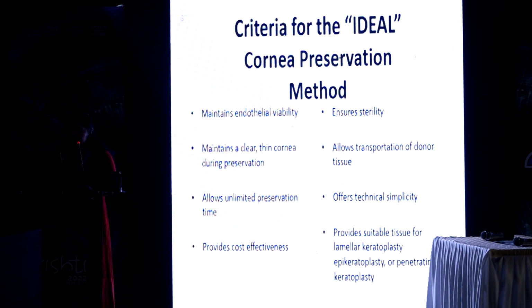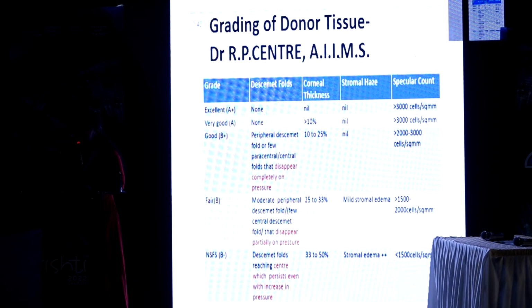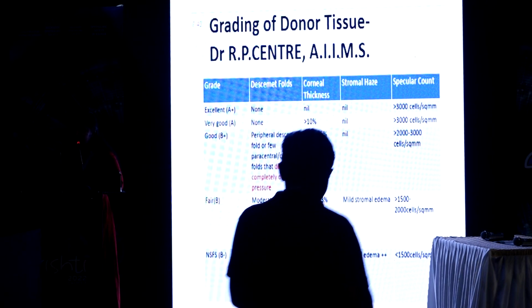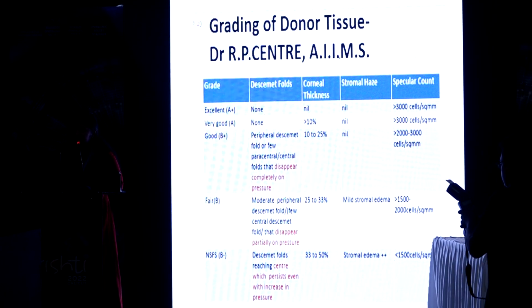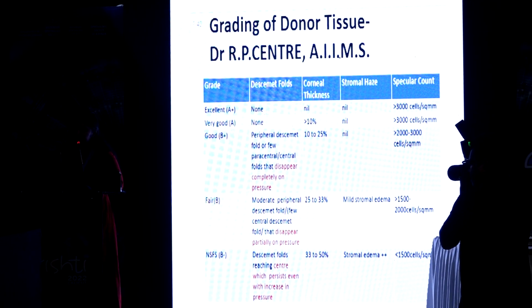Now this table is the grading of the donor tissue based on the Descemet's folds, corneal thickening, stromal haze, specular count. We can grade the corneas from excellent, that is A+ grade, to not fit for surgery, that is B minus grade.